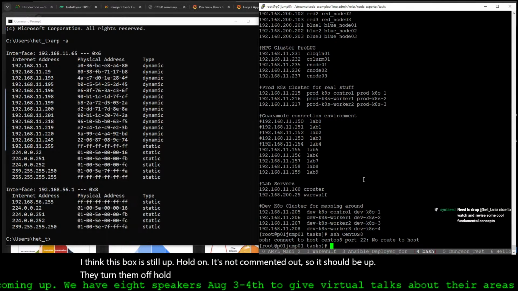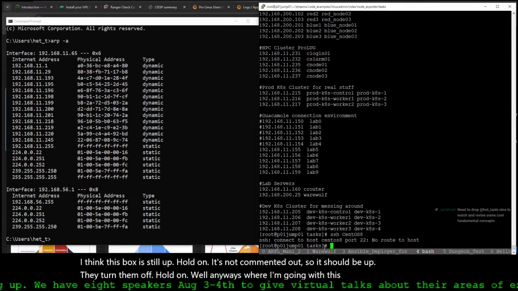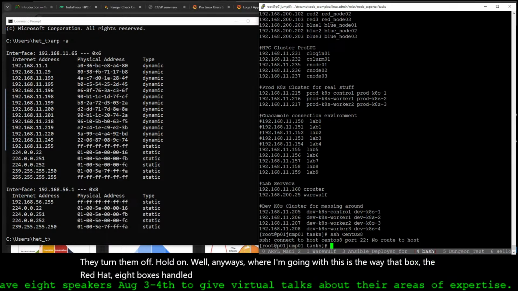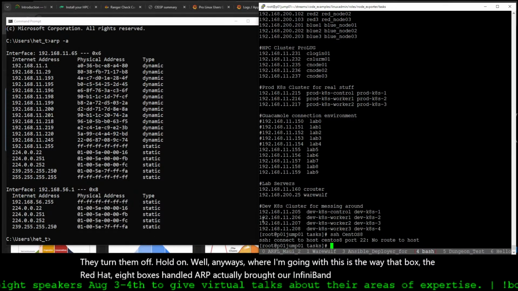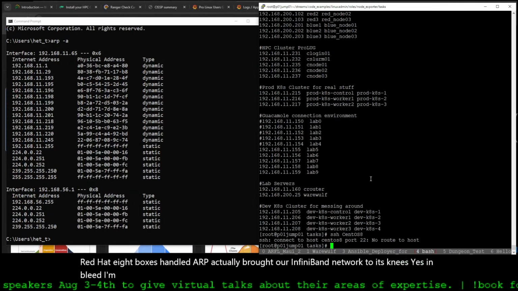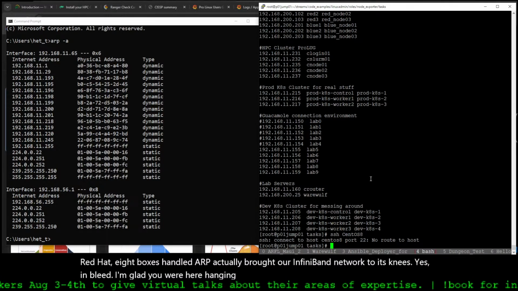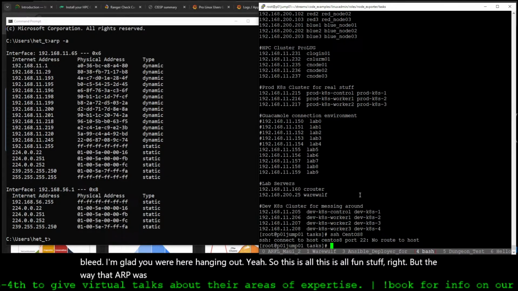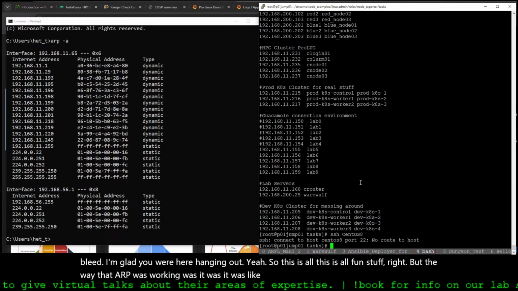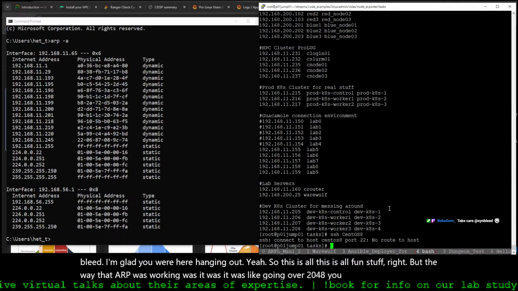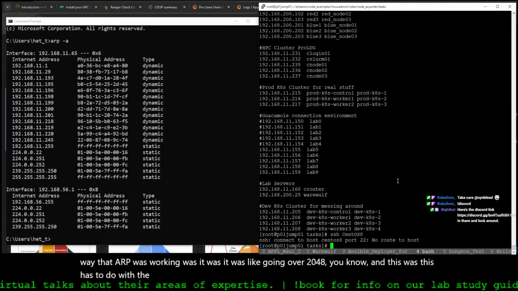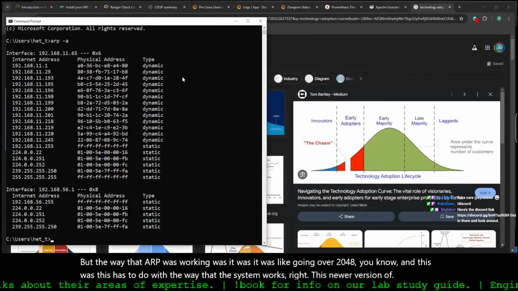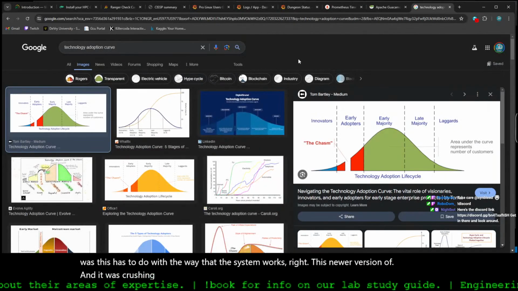Hold on. Well, anyways, where I'm going with this is the way that that Red Hat 8 box has handled ARP actually brought our InfiniBand network to its knees. Yeah, Sinbleed, I'm glad you were here hanging out. So this is all fun stuff, right? But the way that ARP was working was it was going over 2048, and this has to do with the way that the system works, right? This newer version of the OS was crushing our InfiniBand network with ARP requests.